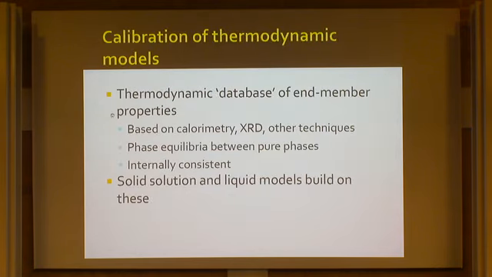Okay, I'm going to try to zip through this bit. Just a little background: how do you calibrate thermodynamic models? You usually calibrate all the end member properties first. If you just tabulated the available data, it would not be internally consistent, which is to say it would not predict the reactions between the pure phase end members to land in the right places. So instead you actually calibrate that, and then build the solid solution and liquid models on that.